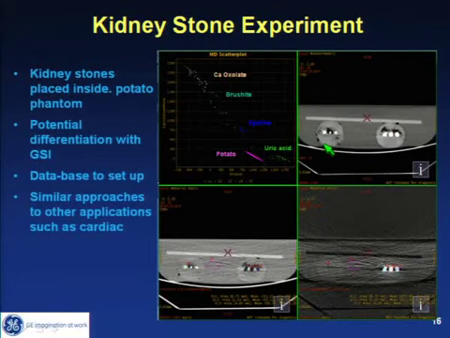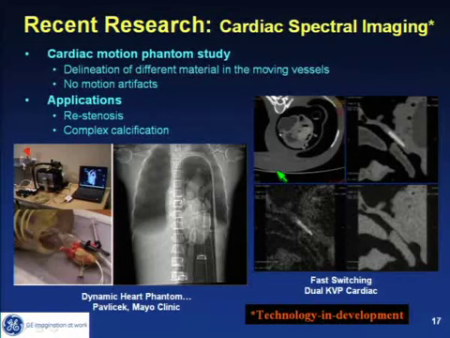In this example, these are different kidney stones taken out from patients and buried into boiled potatoes, and then we used dual energy to scan them and try to classify them. As you can see, uric acid and all the rest of the kidney stones are well classified with a dual energy approach.